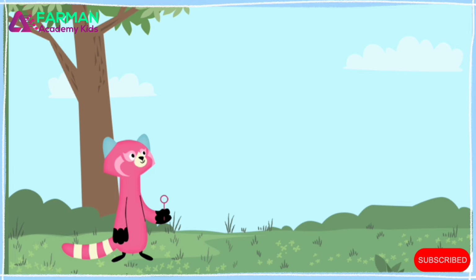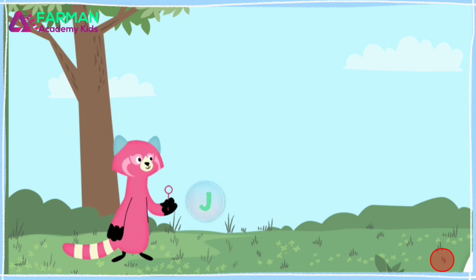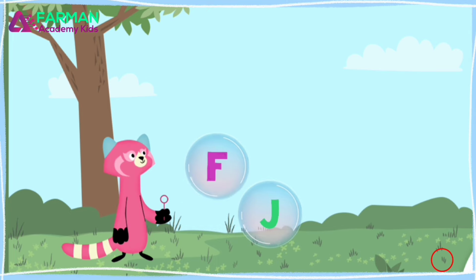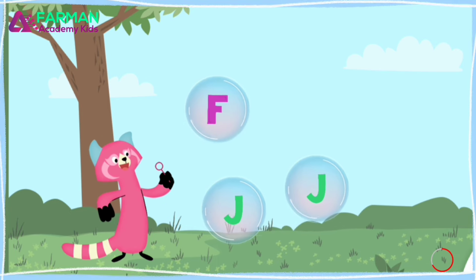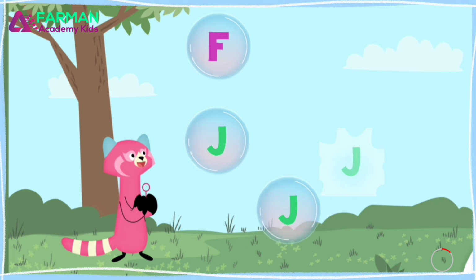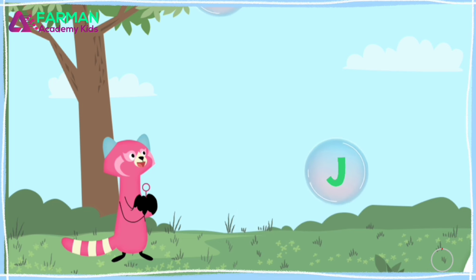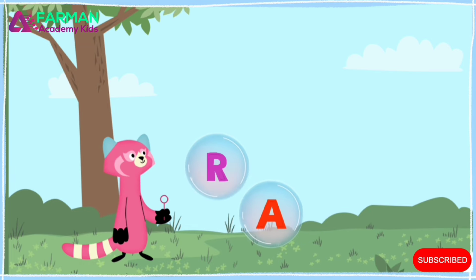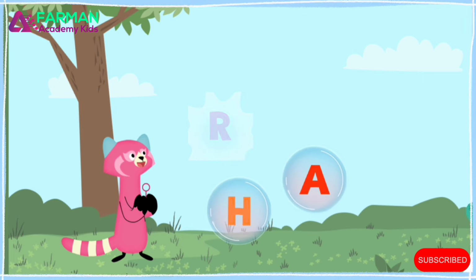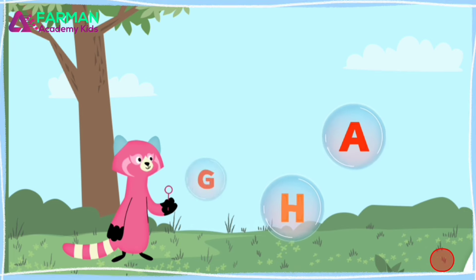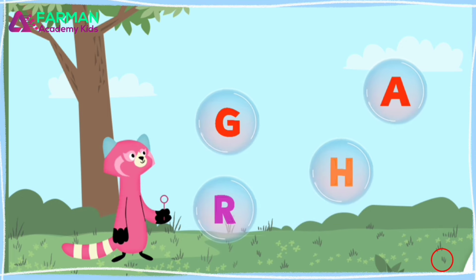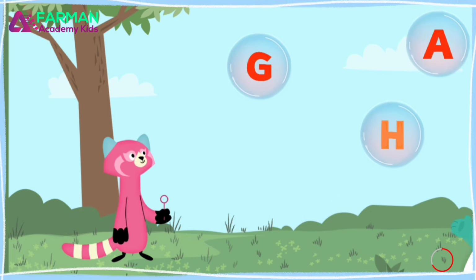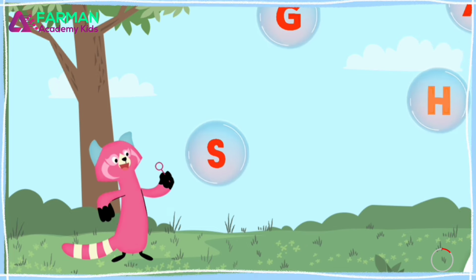Pop all the bubbles with the letter J. J, J, J. Great! You popped the bubbles with the letter J. Pop all the bubbles with the letter R. R. Great! You popped the bubbles with the letter R.